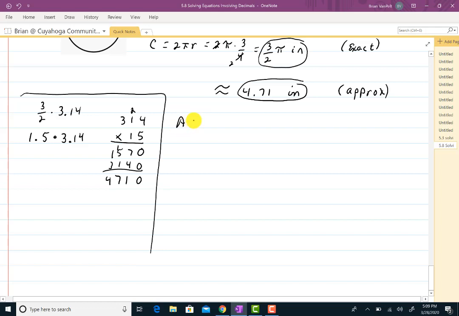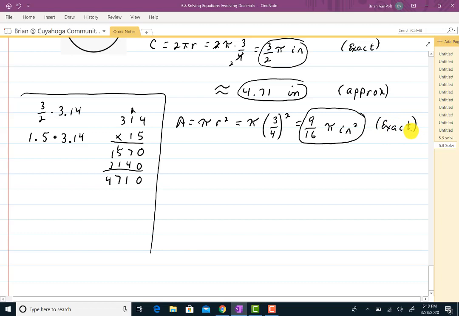For the area, that's pi r squared. And we had 3/4 inch for the radius. And when you square a fraction, you're going to get 9 over 16. 3 squared is 9, 4 squared is 16, times pi. And since we're doing area, this is units squared. You'll put inches squared at the end. So this version of the answer is exact.